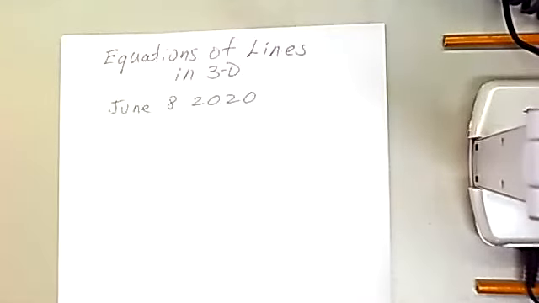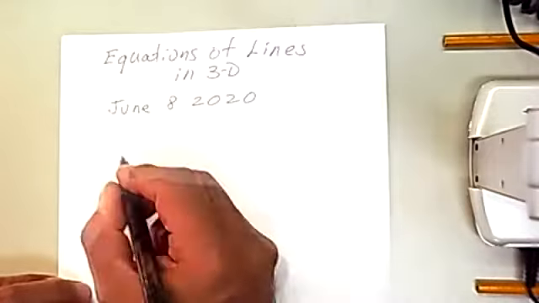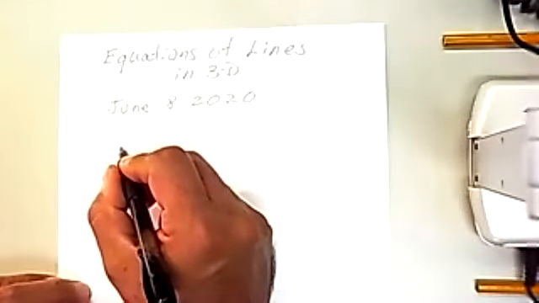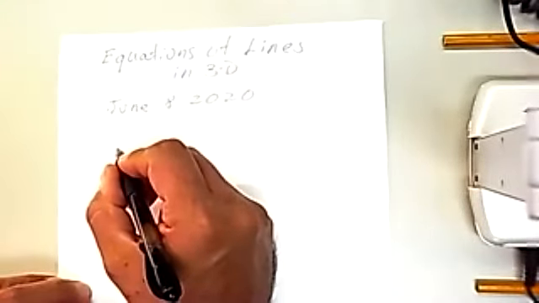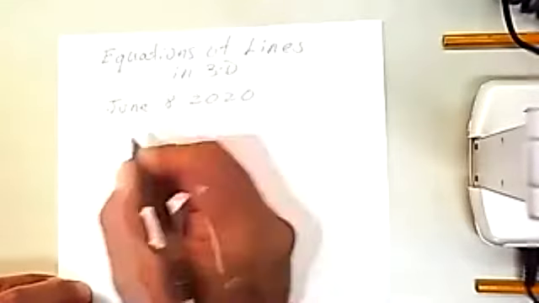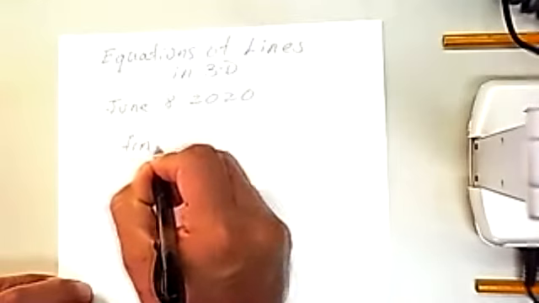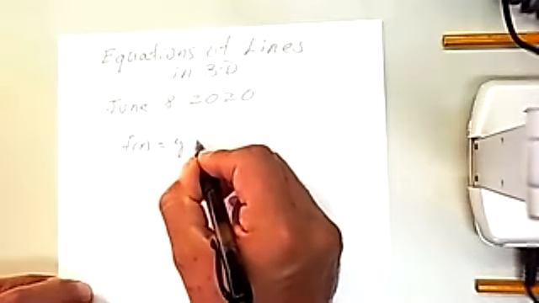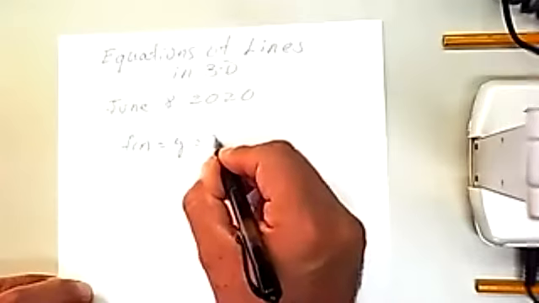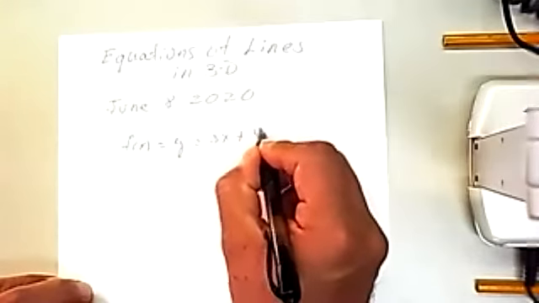All right, we're going to be talking today about equations of lines in 3D. So first, let's talk about equations of lines in 2D. The way we usually write them is as a function, which is the same thing as the output, say, 3x plus 4.